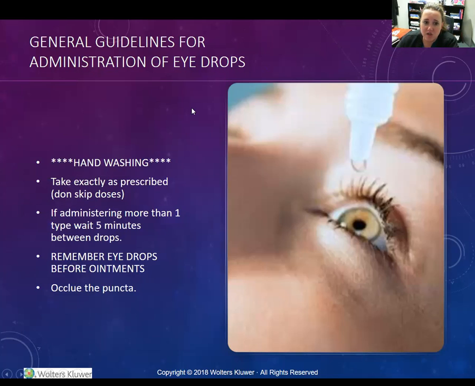General guidelines for administration of the eye drops: always wash your hands before you touch your eyeballs, or before you touch a patient's eyeballs, or teach your patient to wash their hands before they touch their eyeballs. Hand washing is super, super important. And then they need to take it exactly as prescribed.